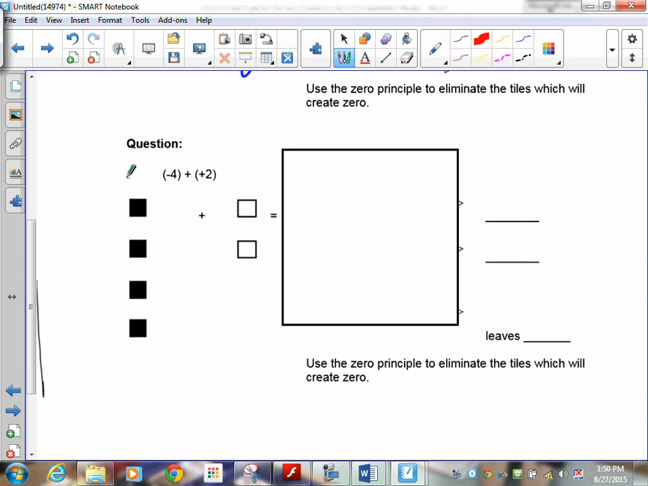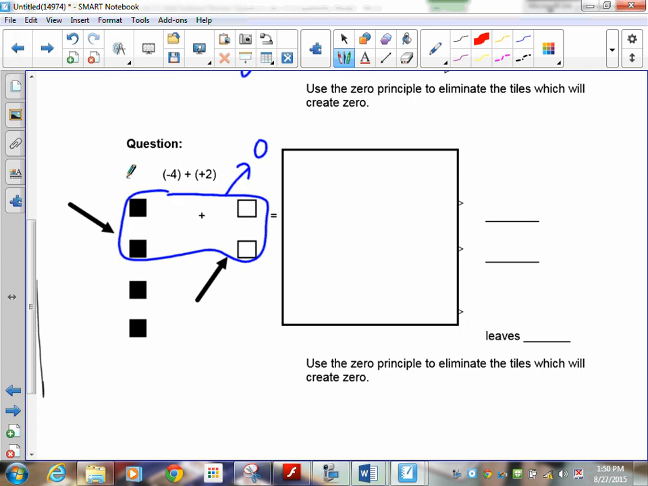All right, so here we go. Can you draw negative 4? If you can draw negative 4, you get yourself a mark. Can you draw positive 2? If you can do that, you get yourself a mark. Sorry, the positive 2 and the negative 2 cancel and become 0. That's telling me 0 pair, so put that in. And finally, the final answer, negative 2.